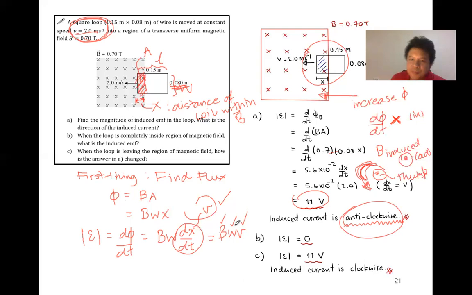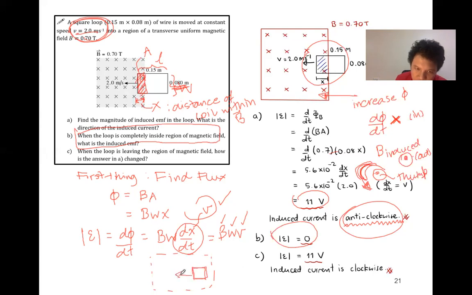If you try the other two questions, you can find that when the loop is completely inside the region of the magnetic field, the induced EMF is 0. If this is the magnetic field and this is the loop, and it moves from here to here, there is no change in flux. When there is no change in flux, using Faraday's law, the induced EMF is 0.